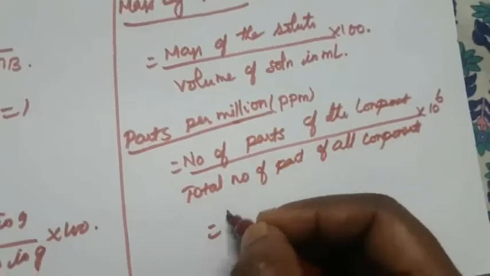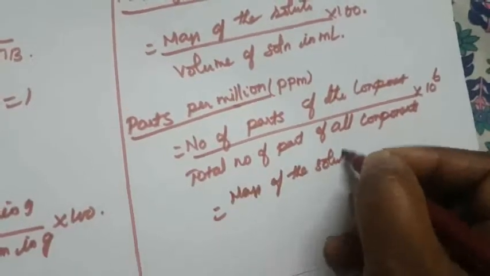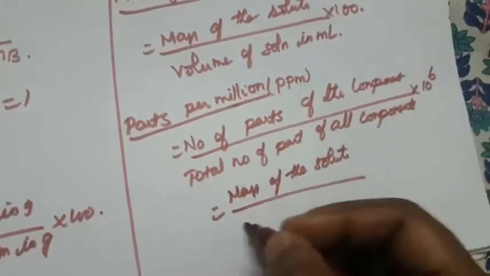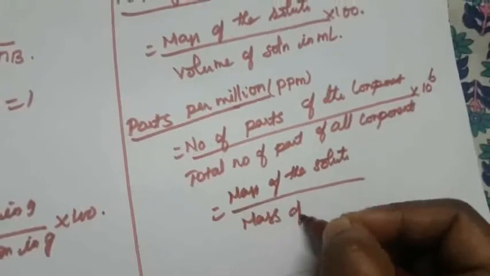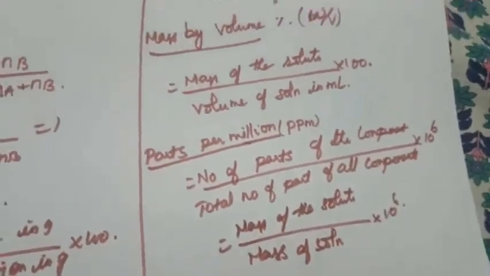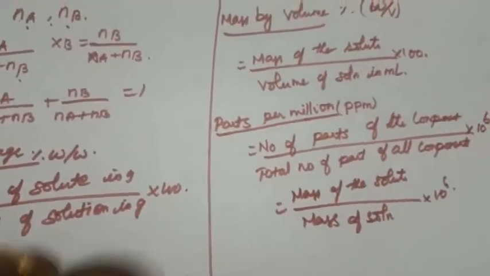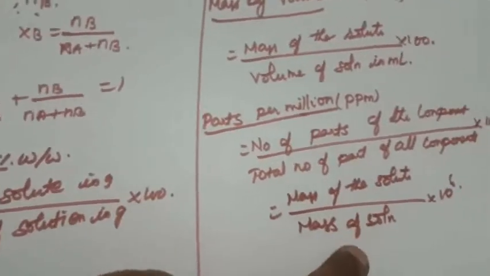That is equal to the mass of the solute divided by the mass of solution, into 10 power 6. This is called parts per million. What is meant by parts per million? The number of parts of the component divided by the total number of parts of all the components.